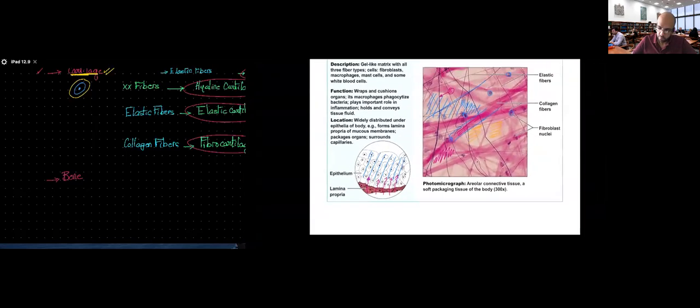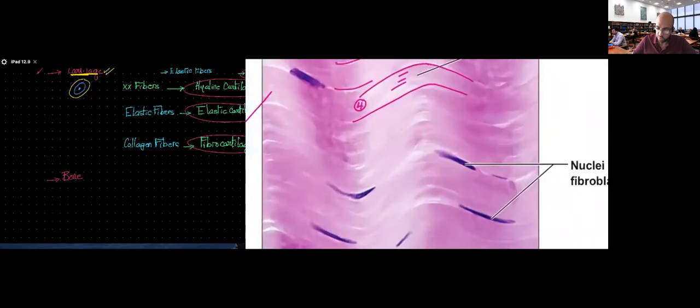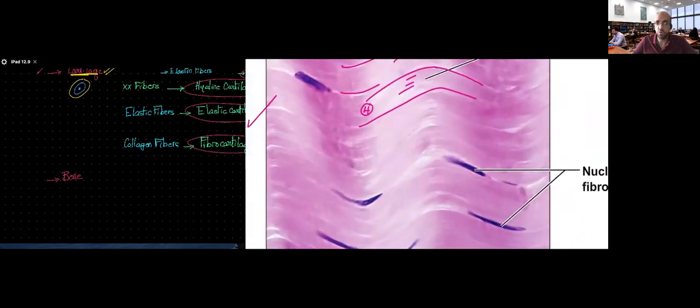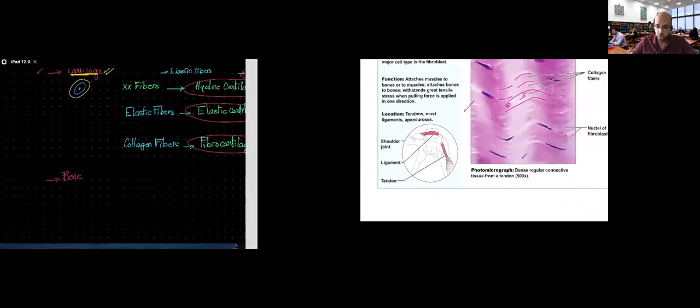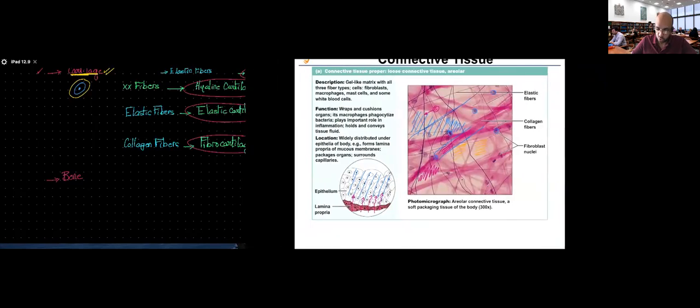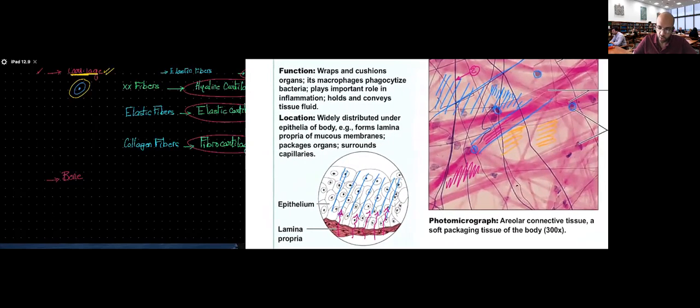All right, so I won't have something like this, for example. Yes, there is not much space for the fluid to travel up to my epithelium. So here, the areolar connective tissue is going to be widely distributed under the epithelium of the body, which is going to be covering all the organs and lining all the internal surfaces.